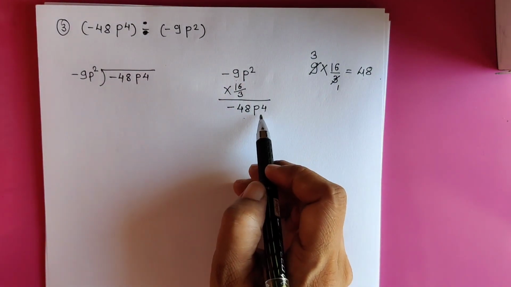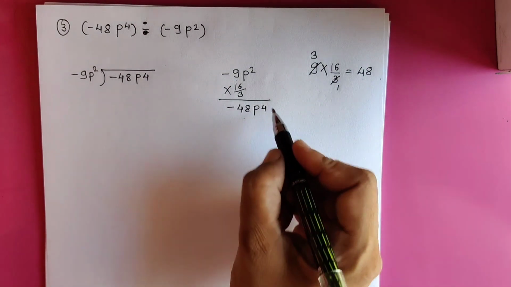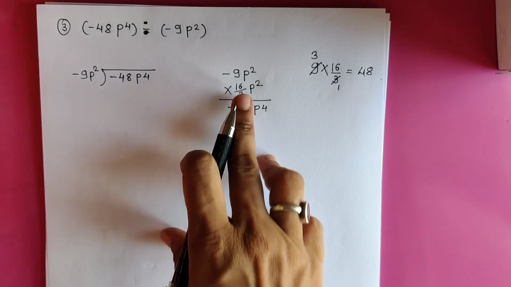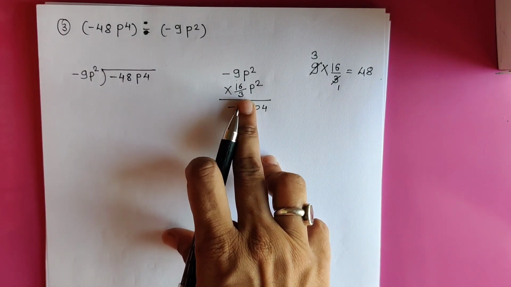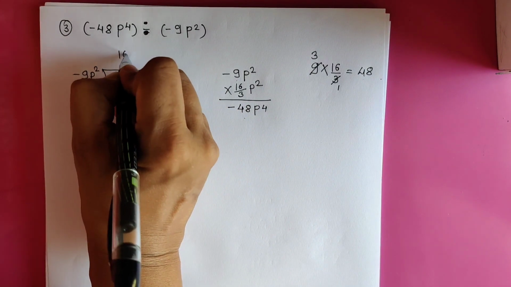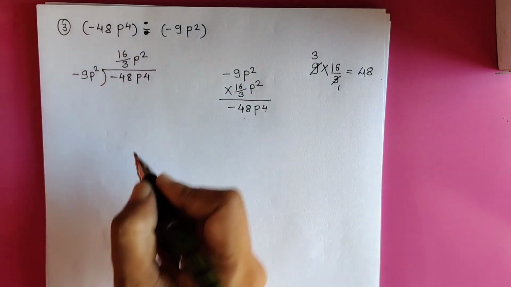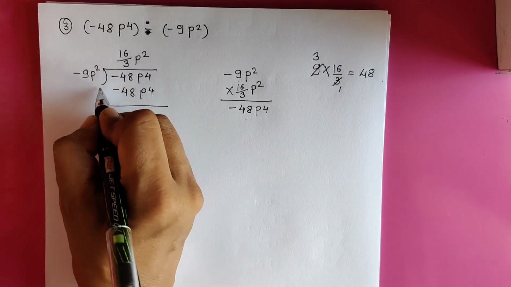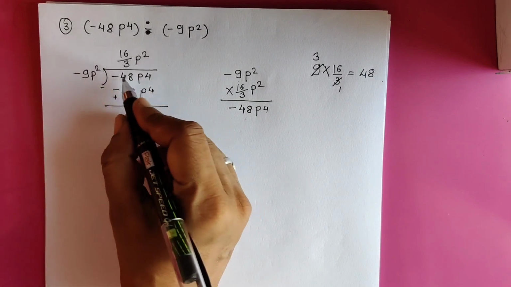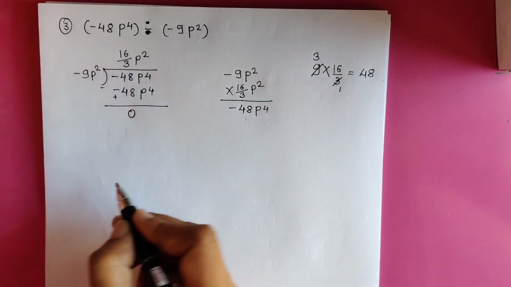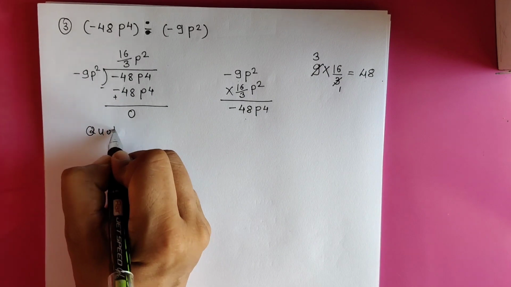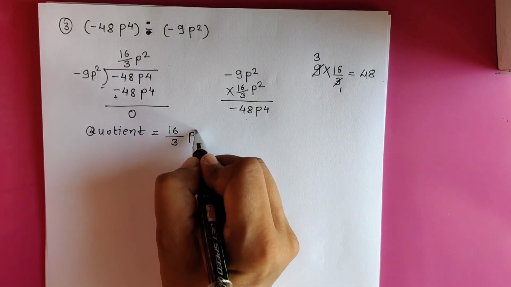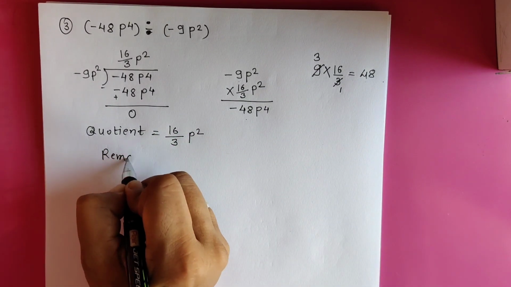Now p square multiplied by which variable? We get p raised to 4. P square multiplied by p square, we get p raised to 4. So in this way we have to find out the quotient. Now 16 upon 3 p square we write in the quotient, minus 48 p raised to 4 we write in the dividend. This minus minus become plus, minus 48 plus 48 we get 0. So our quotient is 16 upon 3 p square and remainder is 0.